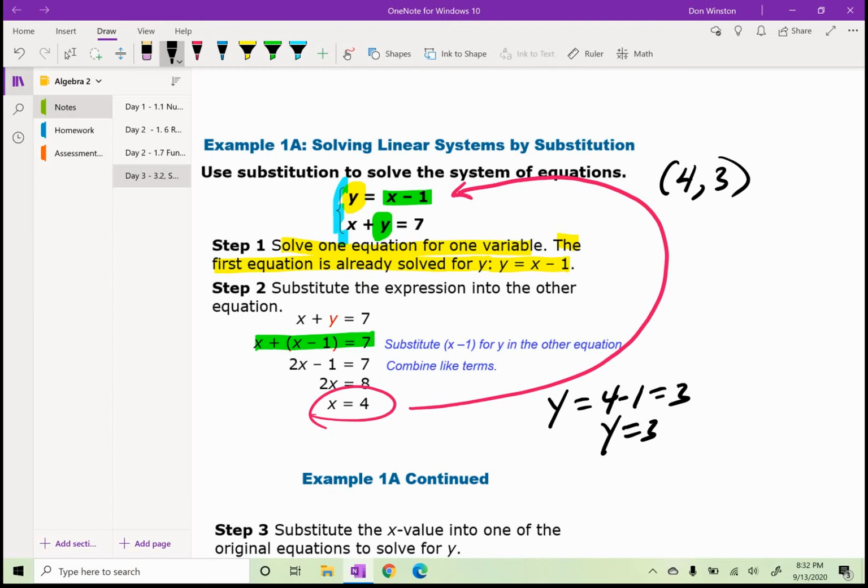And what we should do, we should always check, okay? So we should take these values here and substitute them into the original system of equations to see if we get a true statement. Okay, so let's do that with equation number 1. So we're saying y is 3, so 3 equals, and we're saying x is 4, 4 minus 1, so 3 equals 3. That checks out. And then the other equation, again, we said x was equal to 4, and y is equal to 3, and that 7 equals 7, so that checks out. Okay, always check your work.